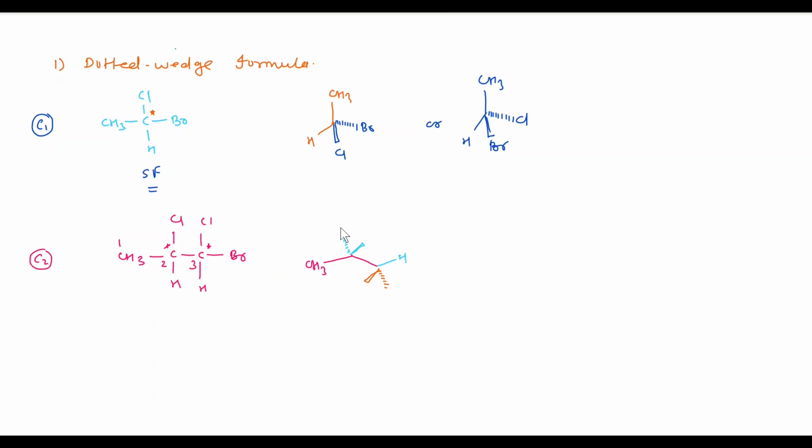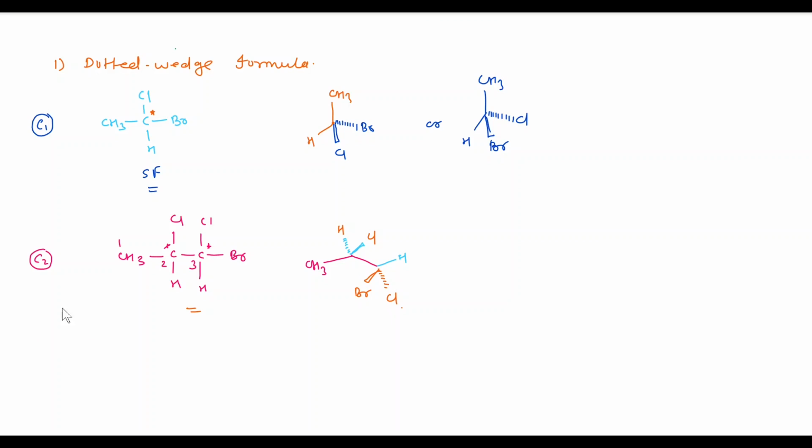For carbon number 2, there is one hydrogen and one chlorine atom. For carbon number 3, there is one bromine and one chlorine atom. This is the presentation of the structural formula into the dotted line wedge formula. But there is one problem in writing the substituents on the chiral carbon atom: when do we have to write this hydrogen below, this chlorine above, this bromine above, and this chlorine below.